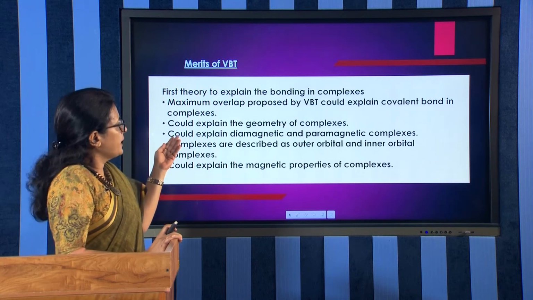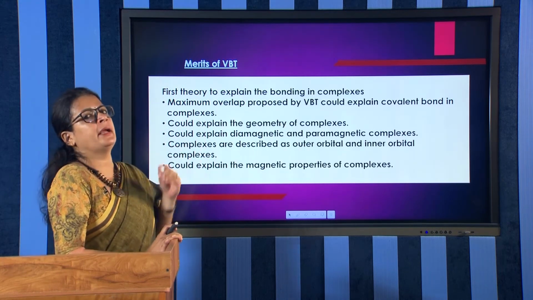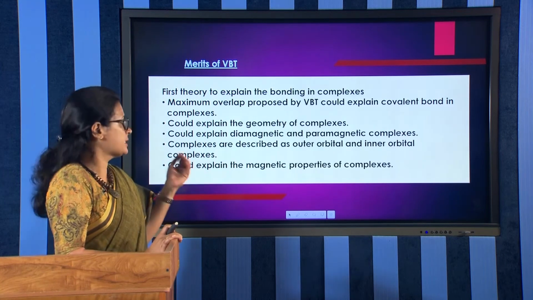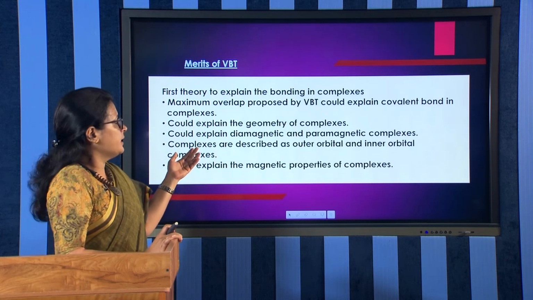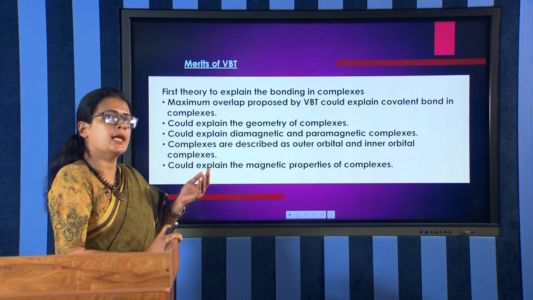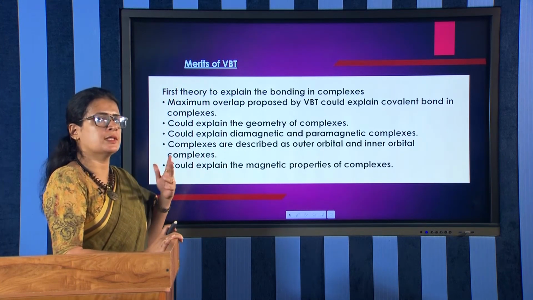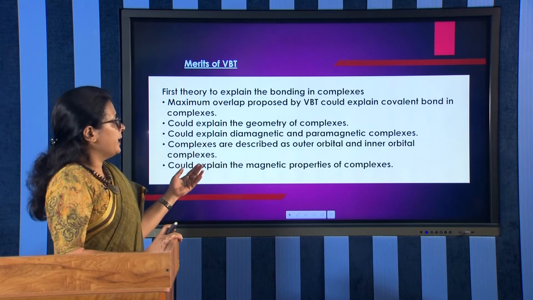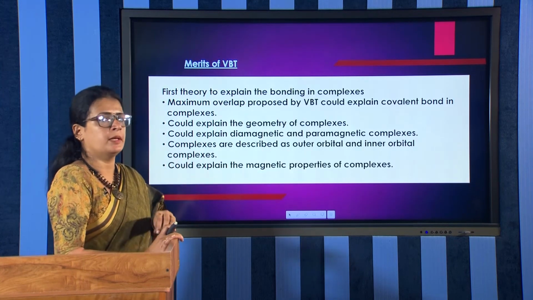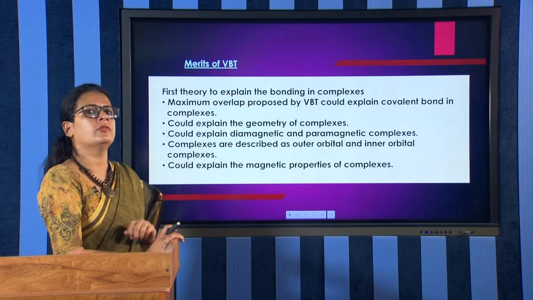And it could explain the diamagnetic and paramagnetic nature of complexes. We have already discussed that. And complexes are described as outer orbital and inner orbital according to this theory. And it could explain the magnetic properties of the complexes also. And these are all the merits of valence bond theory.